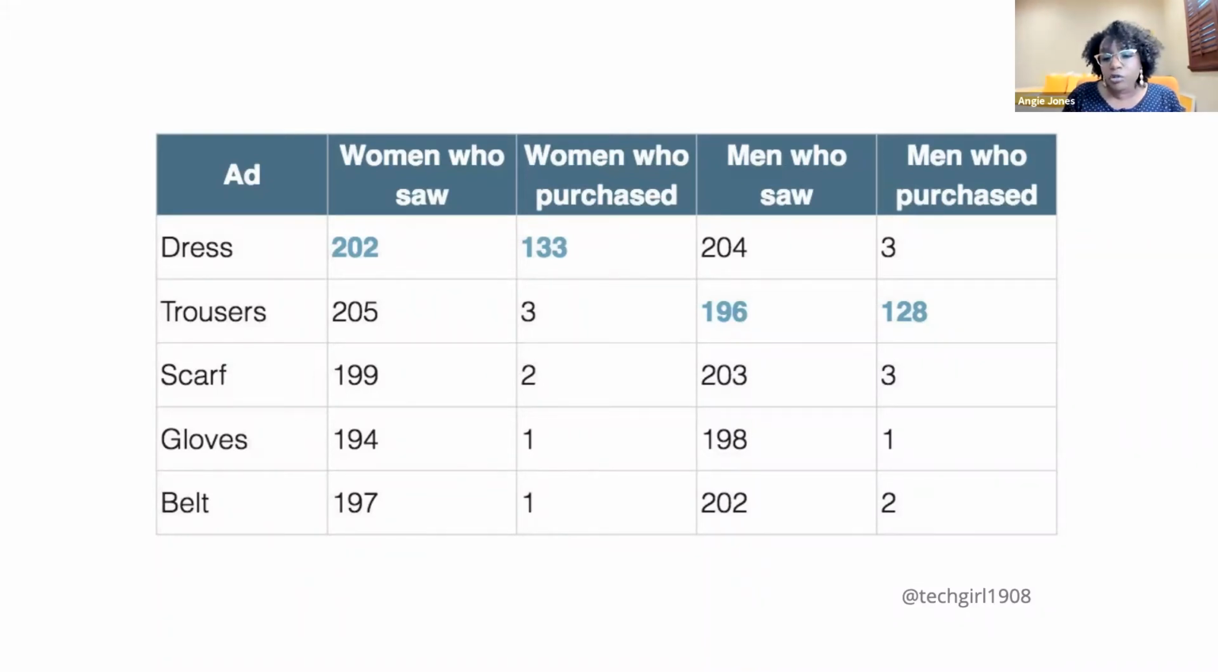And of those 202 women, the third column shows that 133 of the women actually bought the dress. And the rest of the third column shows that a few of the women made random purchases based on the ad that they were shown. Okay. And a similar pool was generated for the men in the pants. All right.